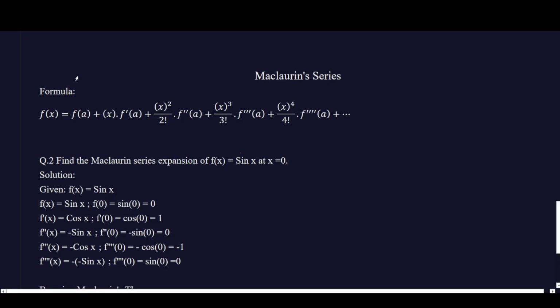If we wish to expand the given function using Maclaurin's theorem, we can expand it as f of x equals f of a plus x times f dash a plus x square upon 2 factorial times f double dash a plus x cube upon 3 factorial times f triple dash a plus and so on. The series will repeat and proceed like this.